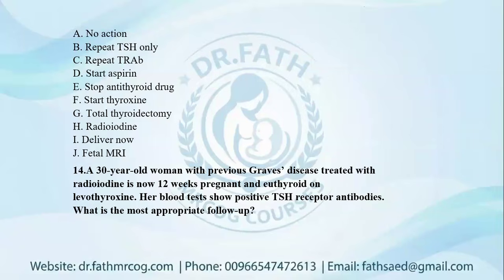Okay, a 30-year-old woman with previous Graves disease treated with radioiodine is now 12 weeks pregnant and euthyroid on levothyroxine. Her blood tests show positive TSH receptor antibodies. What is the most appropriate follow-up?